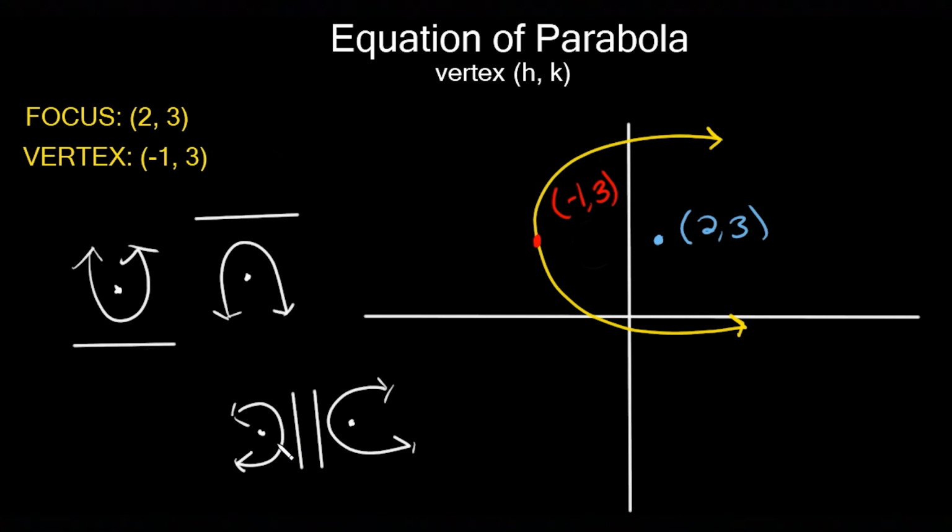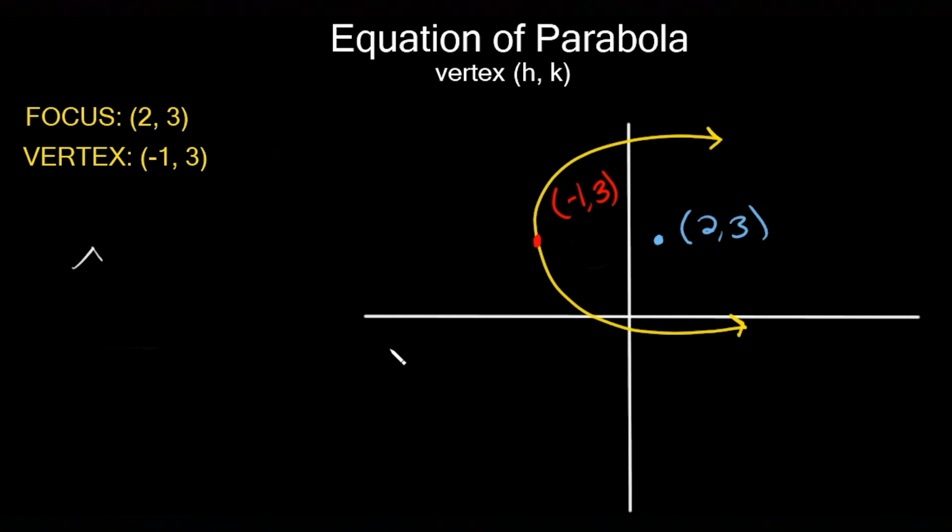Now, your focus and your directrix, they have an interesting relationship, and that is they're going to be equidistant from the vertex. So the distance from the vertex to the focus is going to be the same as the vertex to the directrix, and you'll see how that will come into play here. All right, so let's go ahead and get rid of all this here, all right? And let's talk about how we're going to get this equation.